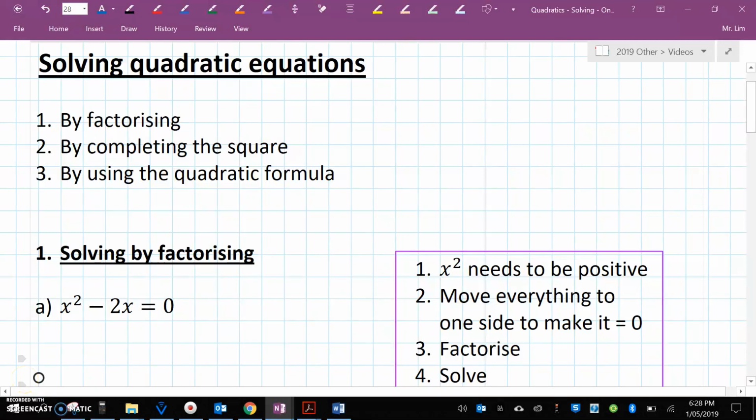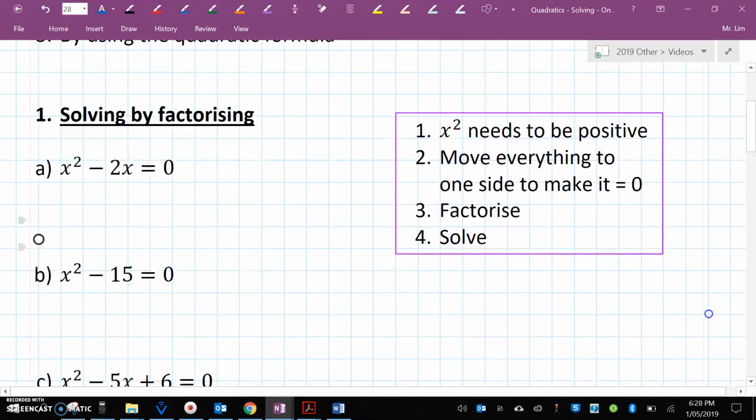So in this video, we're going to look at how to solve quadratic equations. There are three main ways to do this: by factorizing, by completing the square, or by using the quadratic formula. So let's have a look at the first one, solving by factorizing.